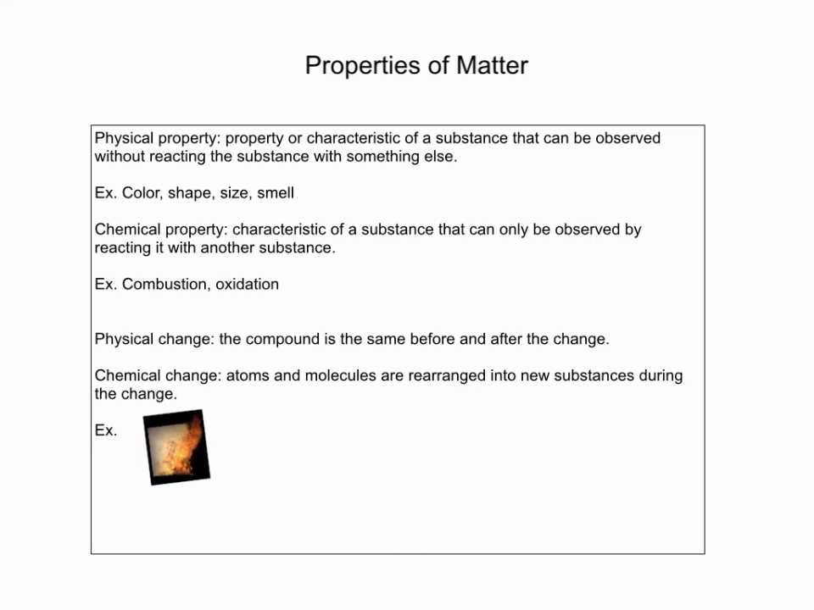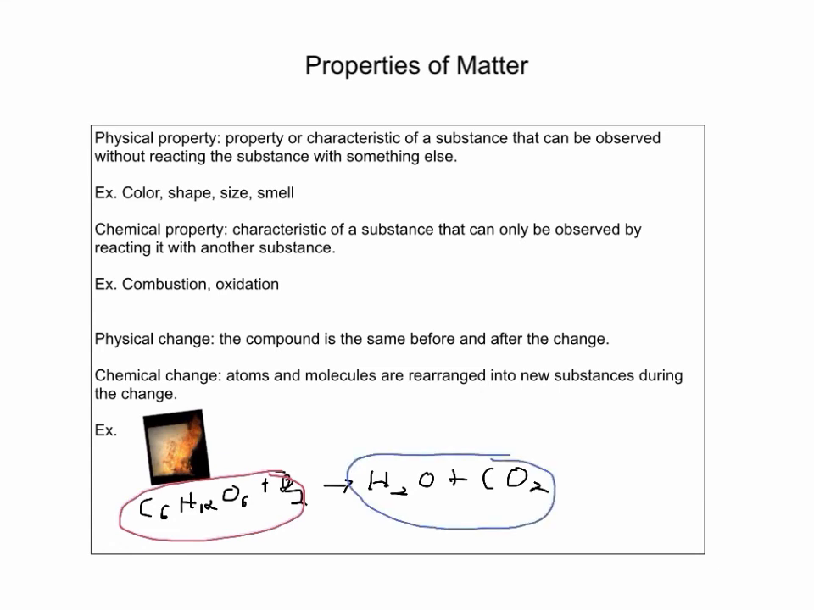For example, we're taking the molecules in the paper, which are sugar molecules actually, so they have a similar formula to C6H12O6, and we're combining those with oxygen in the air to make water and carbon dioxide. Because what we start with is very different from what we ended with. These are different compounds, different molecules. We have a chemical change.